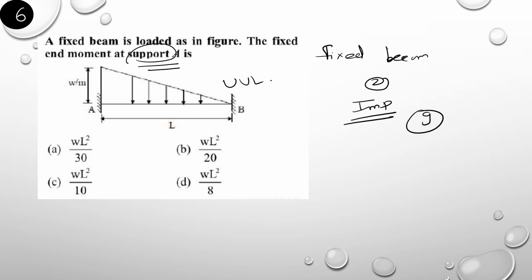Okay, but we'll see for support A and support B. For support B, the formula for fixed end moment is WL square by 30, but the minus sign is here. In case of support A, it is WL square by 20. Okay, so option B is correct. WL square by 20. Then next question, question number 7.